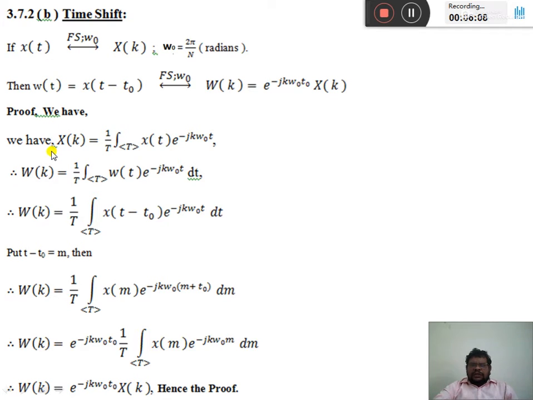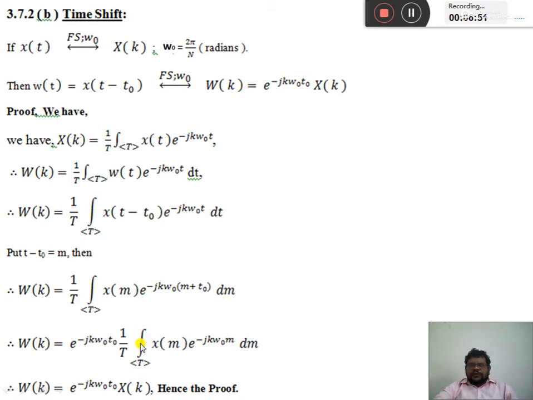So for the proof, I will take what is x of k, I will write the equation for the x of k and the equation for the w of k. We will express w of t in terms of x of t minus t naught. What is w of t? It is x of t minus t naught. We apply it here. Then we will put t minus t naught equal to m. If t minus t naught is equal to m, then t will become m plus t naught. Wherever t minus t naught is there, put m. Wherever t is there, put t naught plus m. And since the differential is also converted, instead of dt, now we can express it in terms of dm.